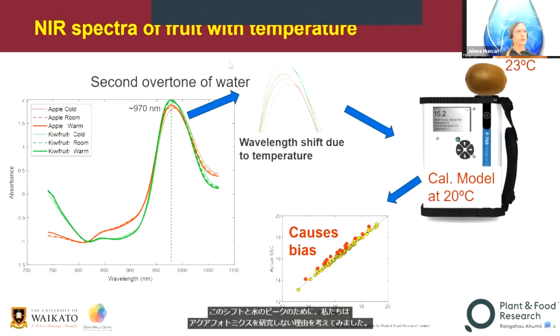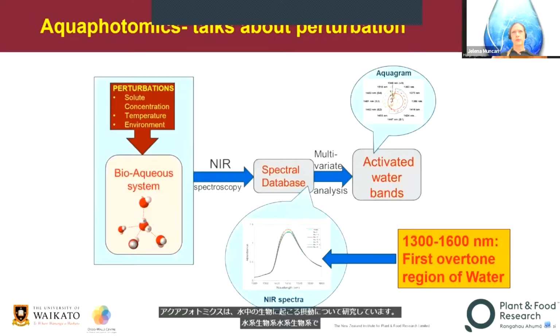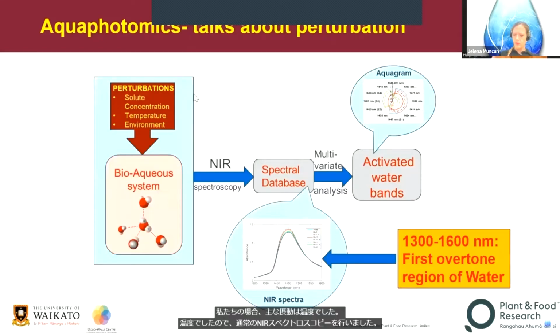So because of this shift on the water peak, we thought, why not study aquaphotomics, because aquaphotomics talks about perturbation in a bioaqueous system. So in our case, the main perturbation was temperature. So we do normal NIR spectroscopy, we get the spectral database. And from the spectral database, we can find out the activated water bands. From the activated water bands, we can get how the water spectral pattern changes with a perturbation. In my case, it's temperature.